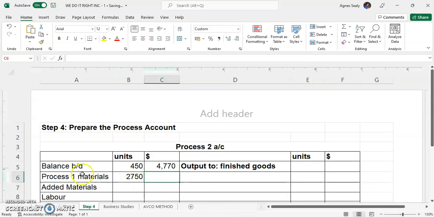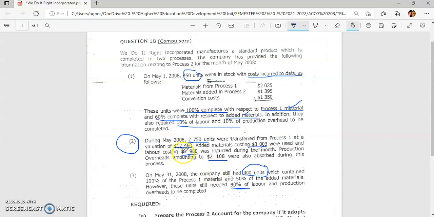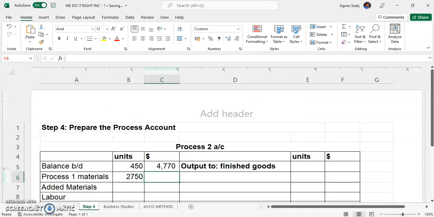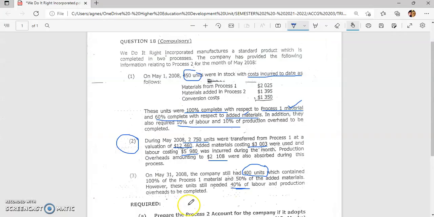But what is the value of them with respect to process 1 material? The value of our 2,750 units with respect to process 1 material is $12,460. So let's enter that. What is the value with respect to added material? Added material will be $3,003.